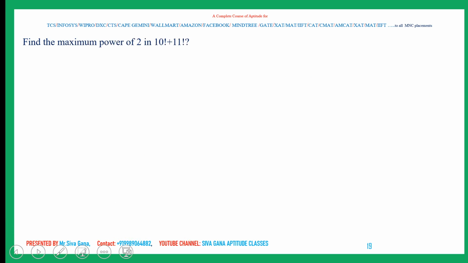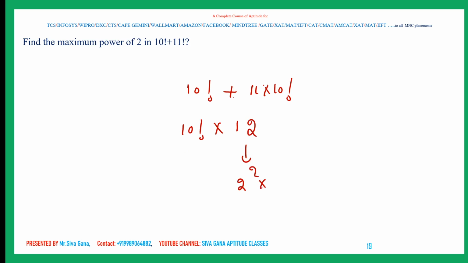Now find the maximum power of 2 in 10 factorial plus 11 factorial. 10 factorial plus 11 factorial is nothing but 11 into 10 factorial. If you take 10 factorial common, 10 factorial into 11 plus 1, 12. Now 12 can be written as 2 square into 3.